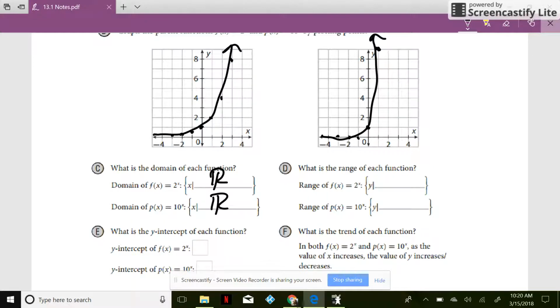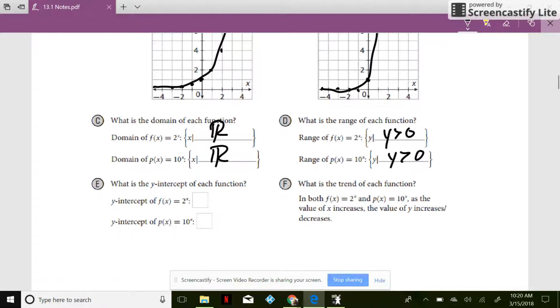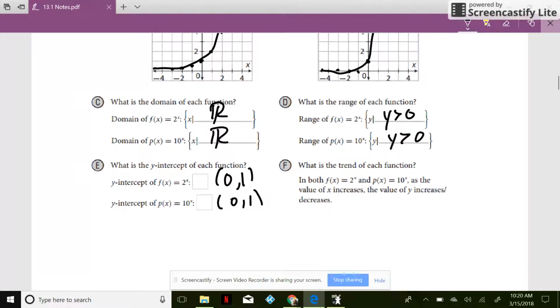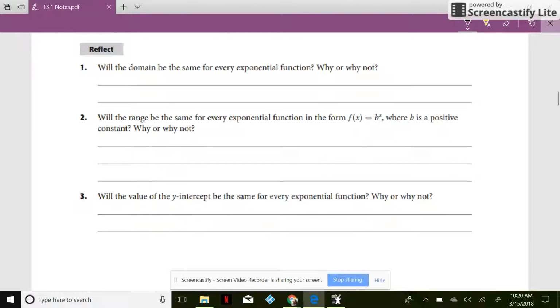Thinking about the range, if we look at our graphs, we'll notice that we're not crossing the x-axis. So that means we're picking y values that are greater than 0 in both of our pictures. What's the y-intercept of each function? Each function crosses at 0, 1. And then what is the trend of each function? In both functions, as the value of x increases, the value of y also increases. So they are both increasing functions.